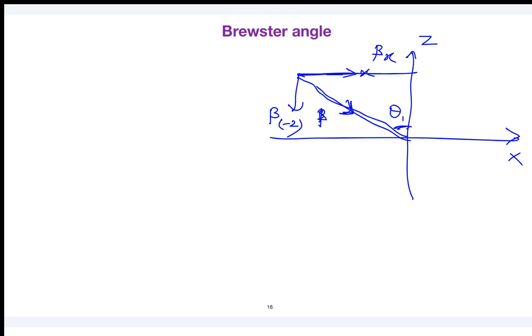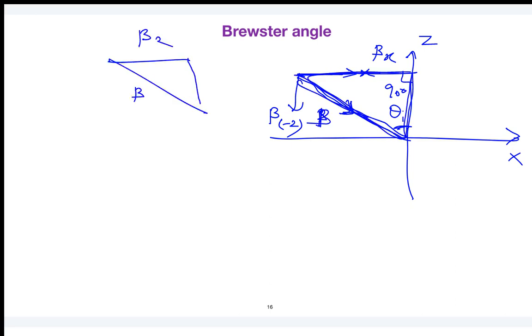This is your 90 degrees, and this is your beta. You can see this triangle. So what will happen? This is beta x, the resultant value is beta, and this is nothing but your theta. Now, are you able to find this? This is your beta z, right?